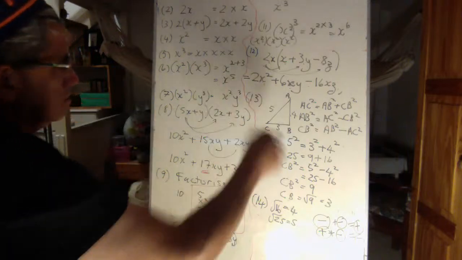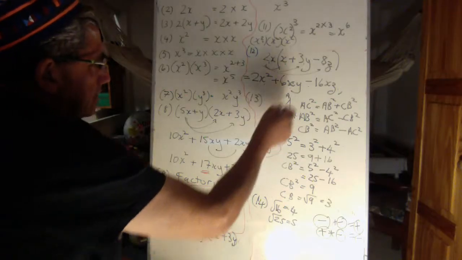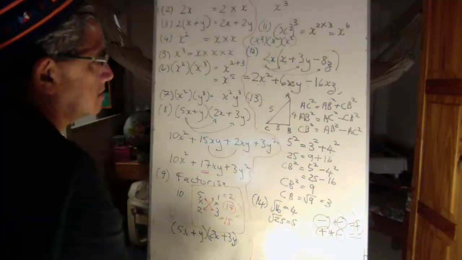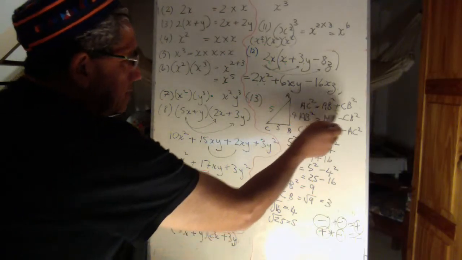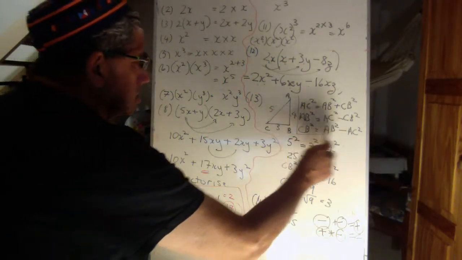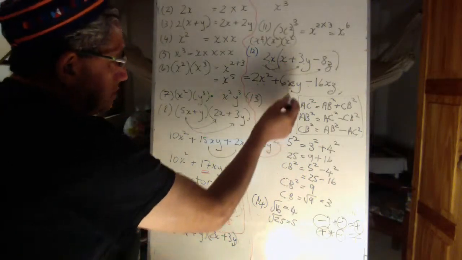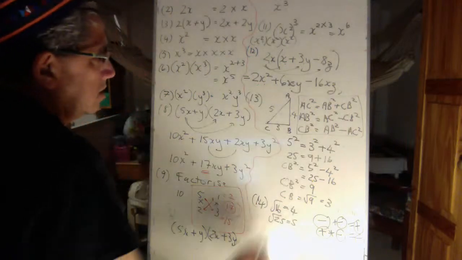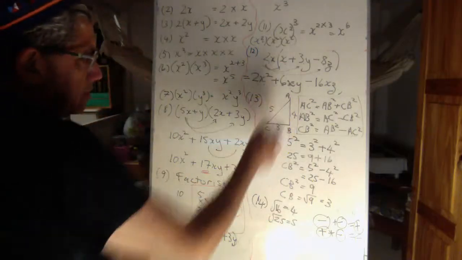Then I switch to Pythagoras, which says the square of the hypotenuse is equal to the sum of the squares of the other two sides. So it's AC squared is equal to AB squared plus CB squared. Or you can say AB squared, which is this one here, is AC squared minus CB squared. Or you can say CB squared is equal to AC squared minus AB squared.